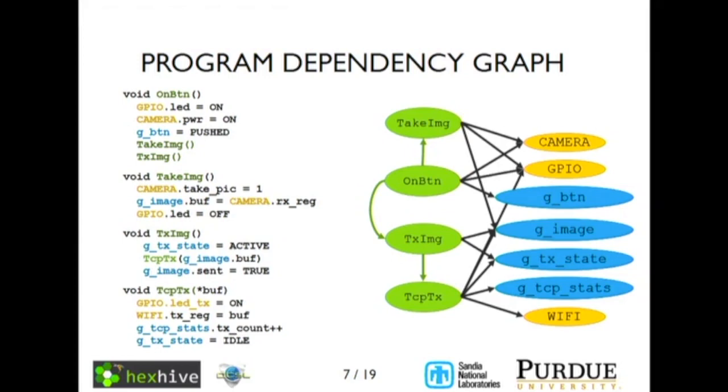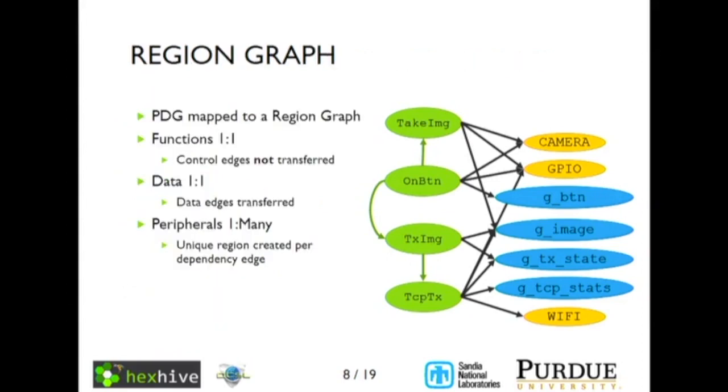So on the right, the green arrows again indicate a call between the functions, and a black arrow means that function reads or writes the global variable or peripheral on the right. So the orange being peripherals and the blue being a global variable. After generating this using the compiler, we will transform this to a region graph.